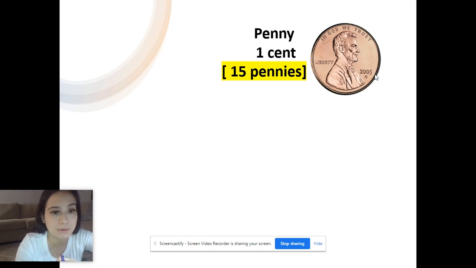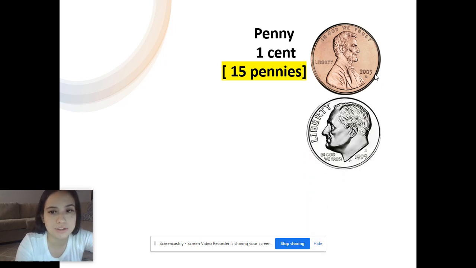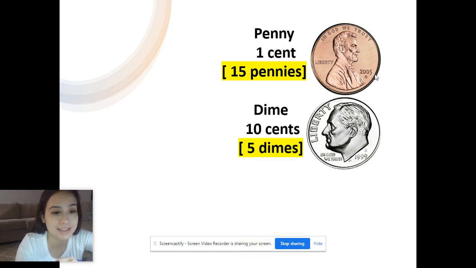So that's a penny, and a penny's worth 1 cent. How much is a penny worth? Yes, 1 cent. Remember to say the unit, cent, for money, for coins. What is this, boys and girls? A dime. And a dime is worth 10 cents. How much is a dime worth? Yes, 10 cents.